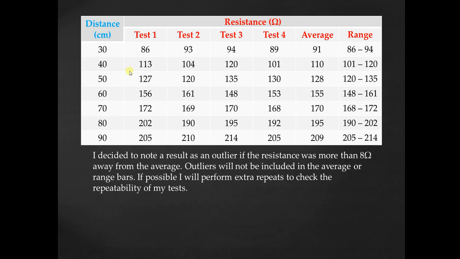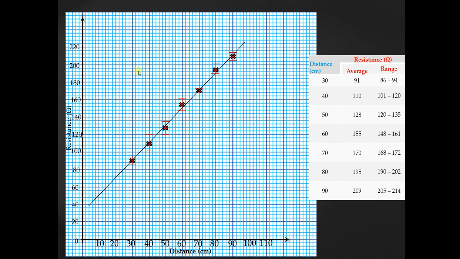So, just to remind you, this is what the graph looked like. The general trend is we had a straight line. As the distance increased, the resistance increased as well. And we felt fairly confident. There were lots of small range bars, so our results were fairly repeatable. All the x's lay close to the line of best fit, so they were accurate as results go. But we want to compare to other people now.